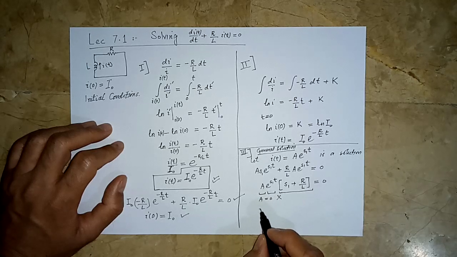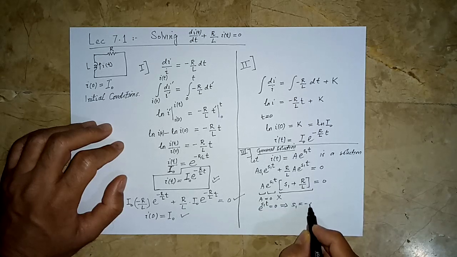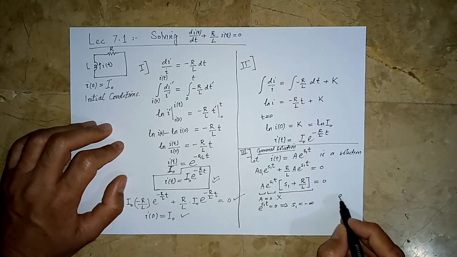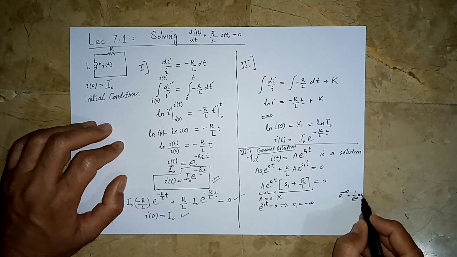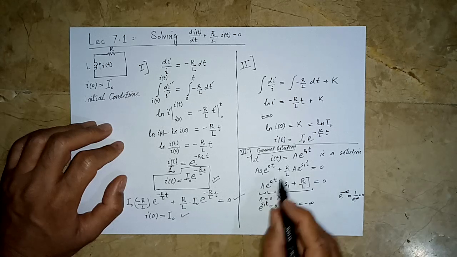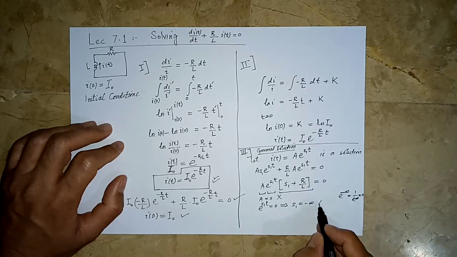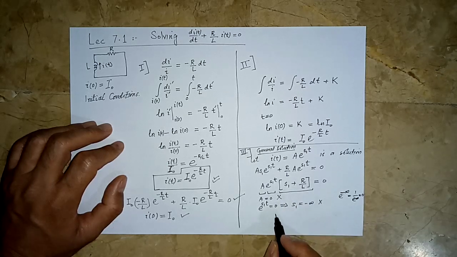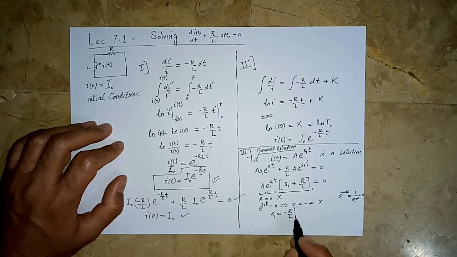Or e raised to the power s1 t is 0, which implies that s1 is minus infinity actually, because e raised to the power minus infinity is 1 over e raised to the power infinity, and that is 0. But if s1 is minus infinity and this thing is 0, once again the whole response is 0 for every case. So we know this is not the case. So therefore, this must be 0, which implies that s1 must be equal to minus R over L. And we have actually found this thing. So s1 is minus R over L.